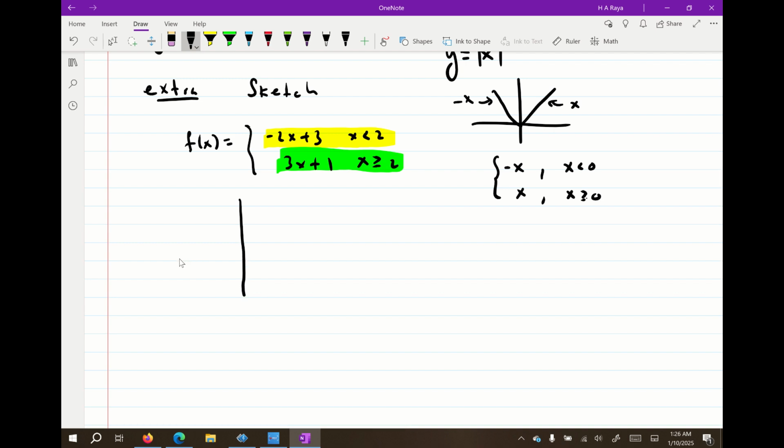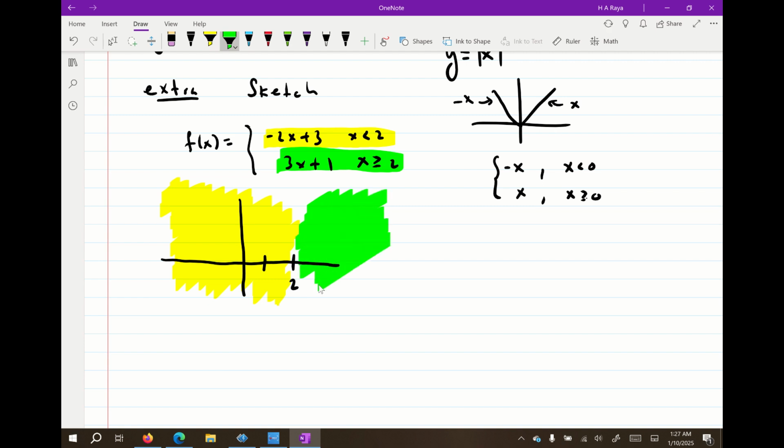So one thing you would like to note is that things change when x is 2. To the left of it, you have the yellow graph. To the right of it, you have the green graph. So on this left-hand side of the graph, you're going to have the graph of negative 2x plus 3. On this side of the graph, you're going to have the graph of 3x plus 1. Notice that for the left-hand side, the graph is simply a line.